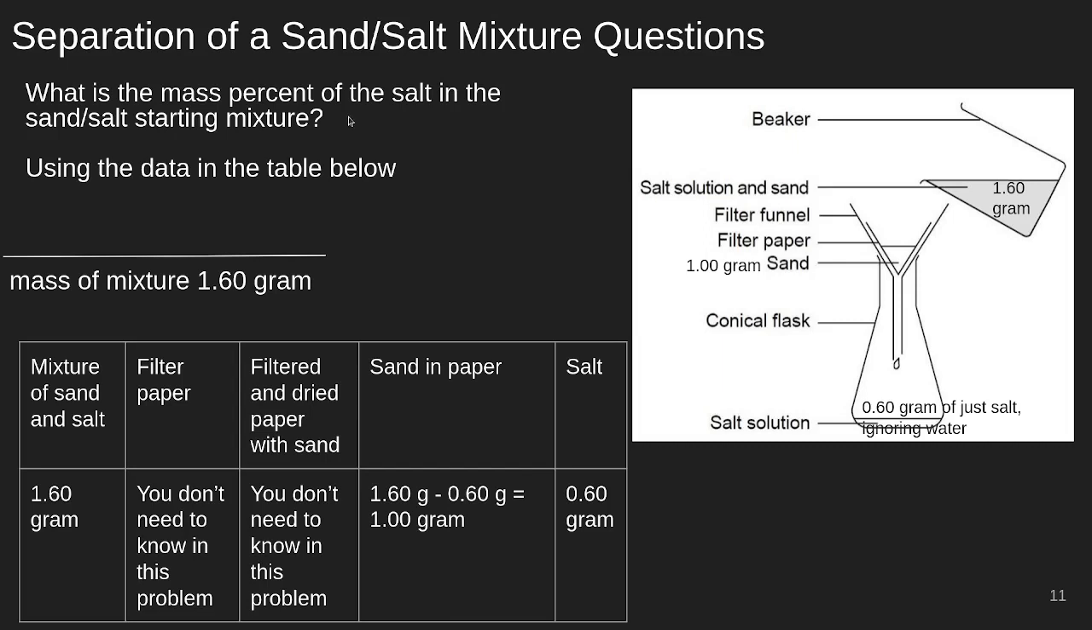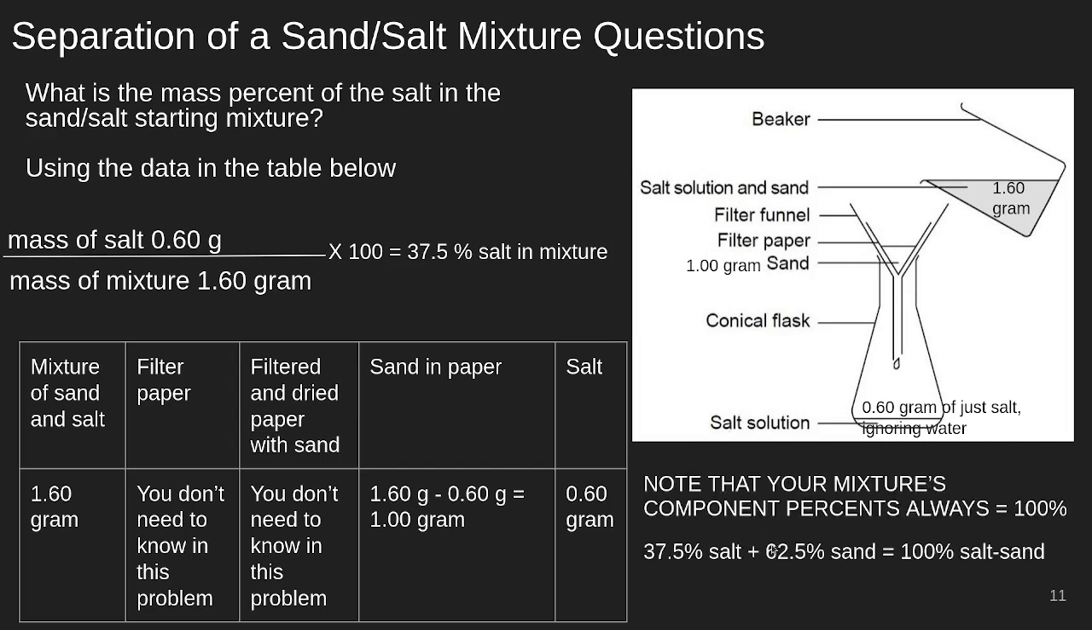Now let's do the salt. What's the mass percent of the salt? We know that there's 0.6 grams of salt according to the problem, and the mass of the mixture is 1.6. So 0.6 divided by 1.6 times 100 equals 37.5. And finally, since we did just do both mass percents, these should equal 100, and that's the case. 37.5% of salt plus 62.5% of sand equals 100% salt sand.